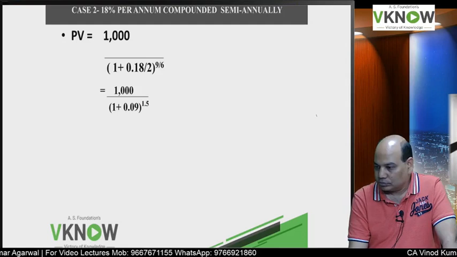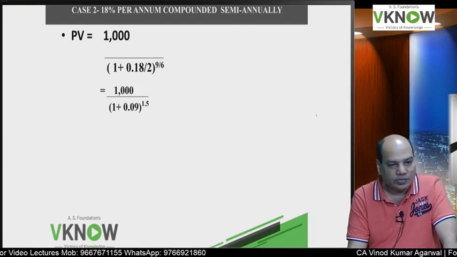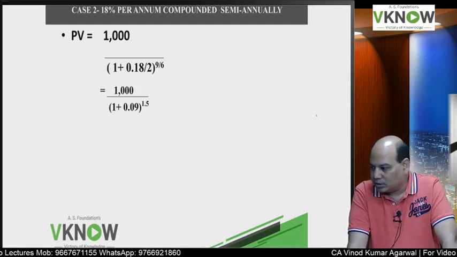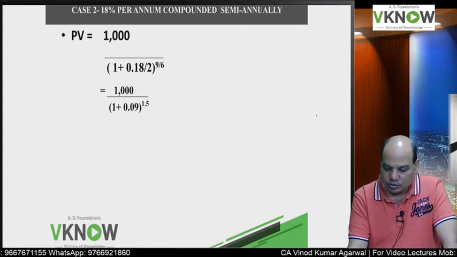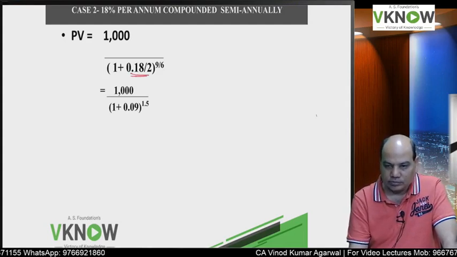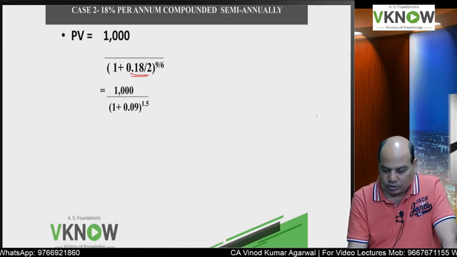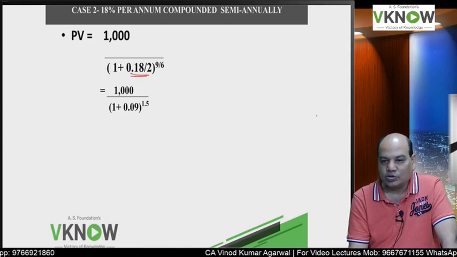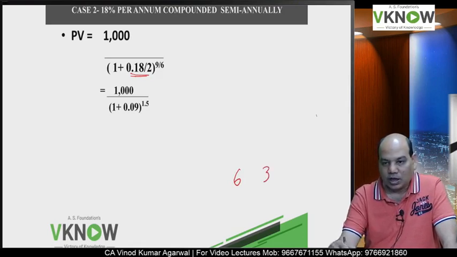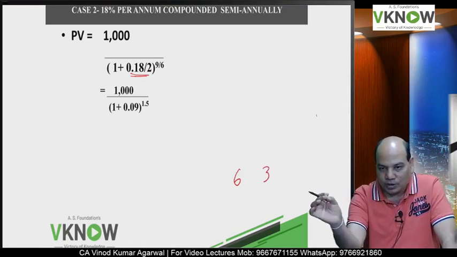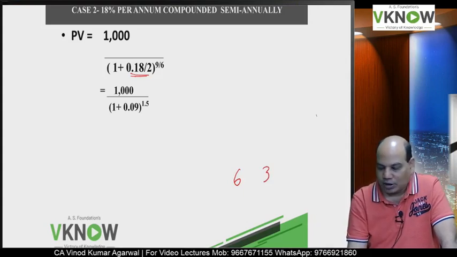Now write down case 2: 18% per annum compounded semi-annually. Semi-annually means 6 months, so the rate of interest will be divided by 2. And how many years are there? It's 9 months only, not years. So 9 months means how many half years? 1.5 half years. 6 months is 1 half year and 3 months is half of that. So my power should be 1.5 half years, so 9 by 6.